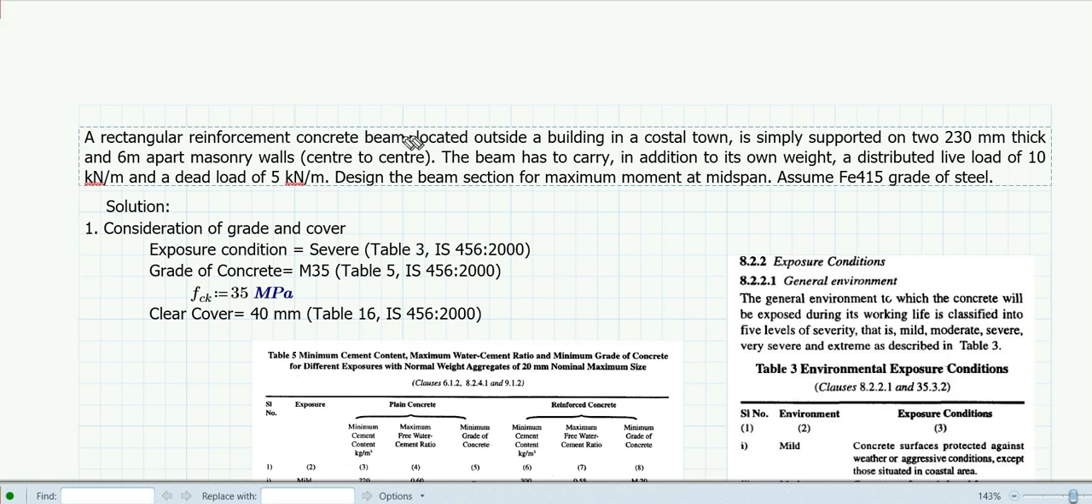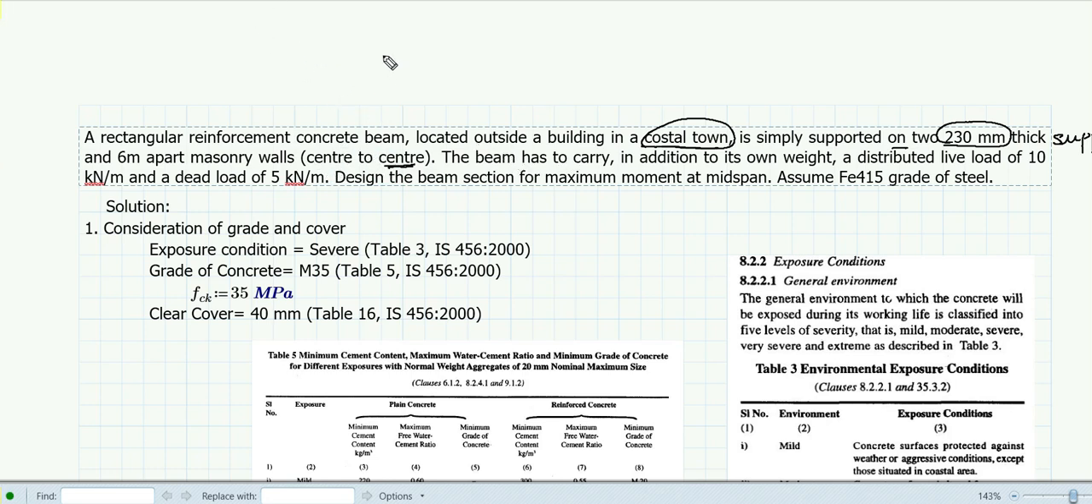A rectangular reinforced concrete beam located outside a building in a coastal town is simply supported on two 230 thick masonry walls, 6 meter apart, center to center.